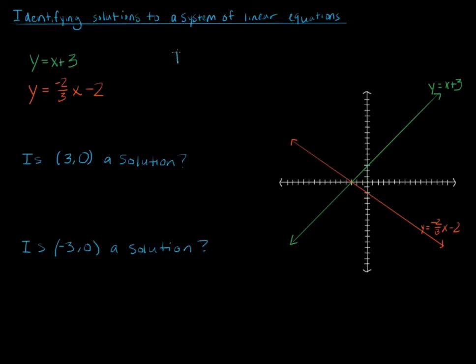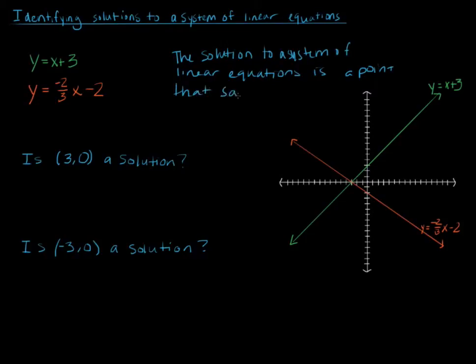So the solution to a system of linear equations, and let me erase that, it's too messy. Okay, so the solution to a system of linear equations is a point that satisfies both equations.